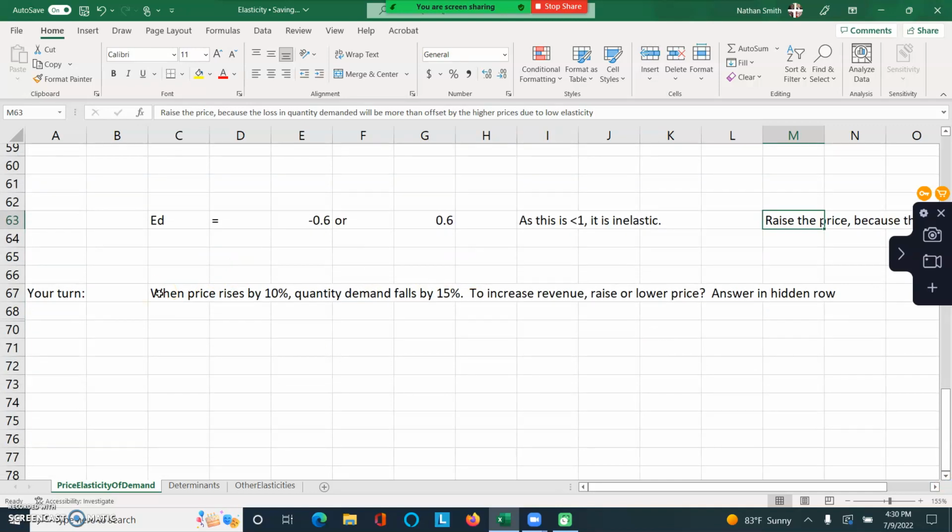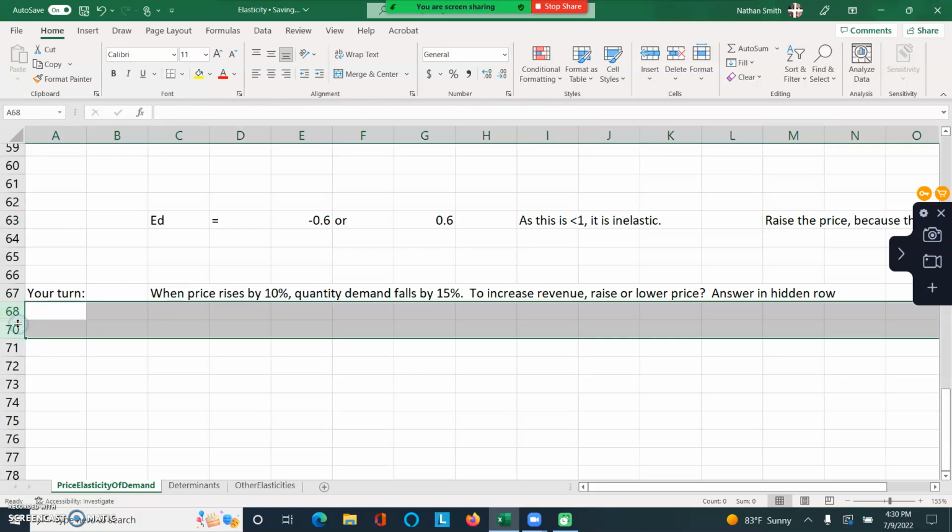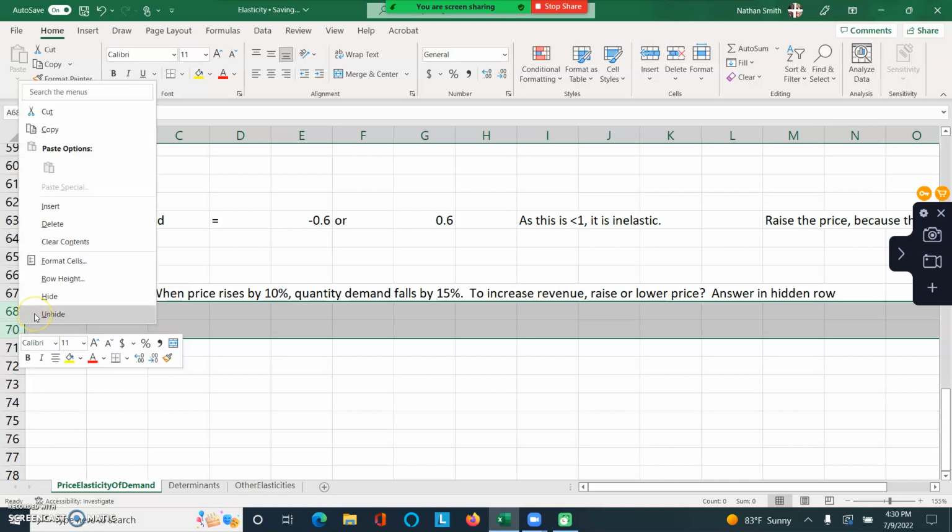All right, let's suppose price rises by 10%, QD falls by 15%. And again, let's answer what's the elasticity and should we raise or lower the price? So think about it on your own. And in about 10 seconds, I will unhide the answer. Okay, last chance to pause the video if you want to practice first. Unhiding the answer in 3, 2, 1.